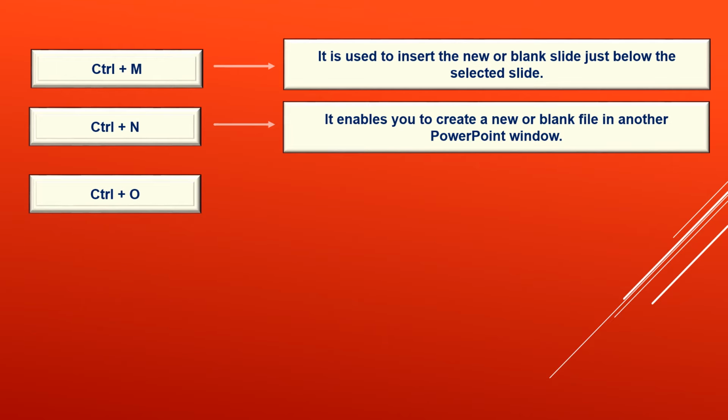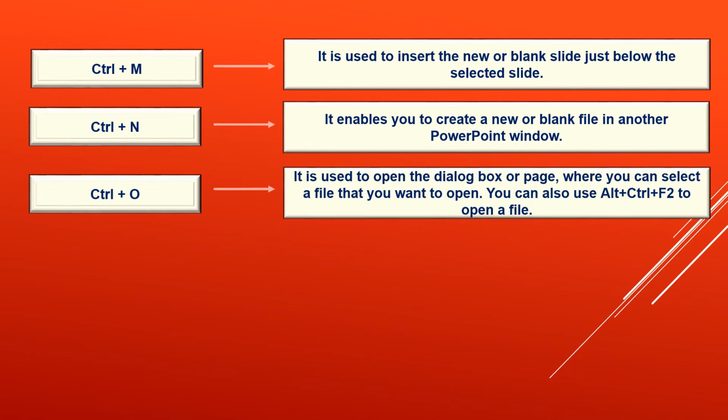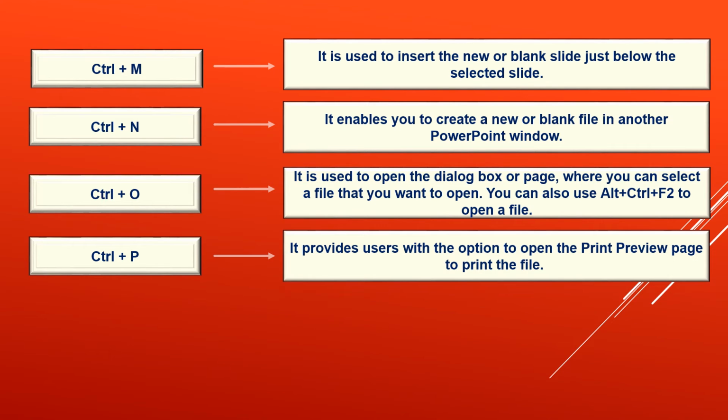Ctrl plus O. It is used to open the dialog box or page where you can select a file that you want to open. You can also use Alt plus Ctrl plus F2 to open a file. Ctrl plus P. It provides users with the option to open the print preview page to print the file.